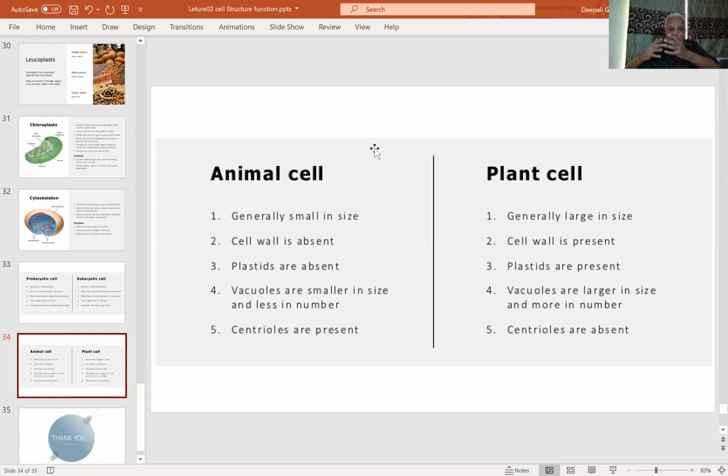So that is the major difference. Centrioles are present in animal cells, absent in plant cells. And cell wall and plastids are present in plant cells, absent in animal cells. Keep this in mind. These are the three major differences between animal and plant cells. Okay, so to conclude, what I'm trying to do is just revise with you.